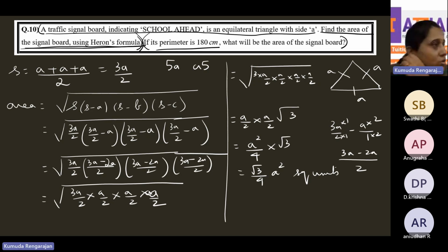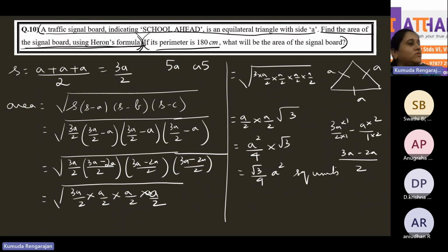First we have to find the area. First, what is the side? A units. Side is A units. Using A as a side, you should find the area, root 3 by 4 a square. One part of the question we answered. The second part: if the perimeter is 180 centimeters, then what will be the area of the signal board?